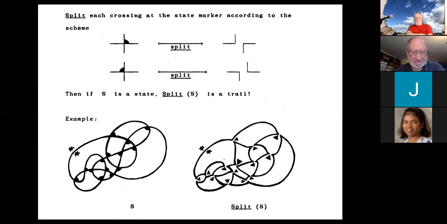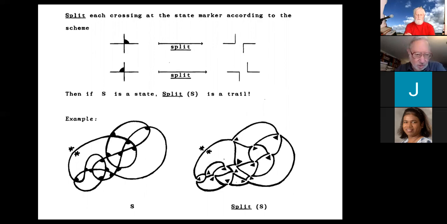Now, another point about these states is the following. Split each crossing at a state marker according to the scheme shown. If there's a marker, then you break open to form a smoothing in such a way that it splits it as indicated. So you can get one or the other of the two possible unoriented smoothings of the crossing from this. And if you do it on a state, you will find that you get one single traverse of the knot diagram, never crossing at a crossing. You get one curve. And the collection of single curves of this kind is in one-to-one correspondence with the states.